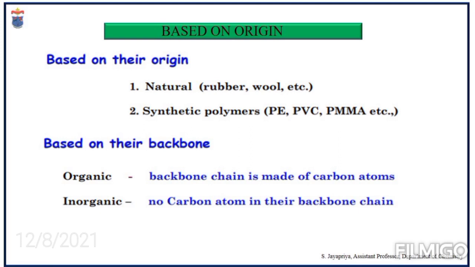Based on their backbone, natural and synthetic polymers can further be divided into two types: organic and inorganic polymers. In organic polymers, the backbone consists of only carbon atoms. Examples: polyethylene, polyvinyl alcohol and polyvinyl chloride. In inorganic polymers, the backbone consists of atoms other than carbon. Examples: polysilicates, silicones, polyphosphoric acid.